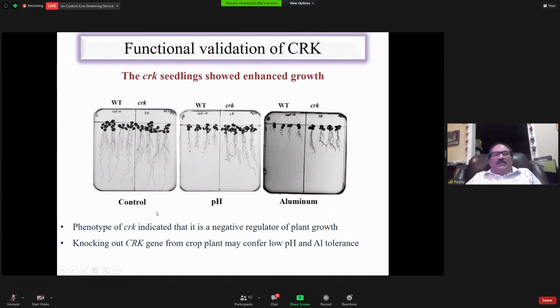So this CRK gene is a negative regulator of plant growth, because without the CRK gene the plant does better. So if we silence the CRK gene, in fact, if we knock it out in crops, that can confer resistance to low pH and aluminum tolerance. So this is what translational genomics is. Once you identify it in Arabidopsis, you can manipulate it in crop plants. Or if you identify a gene in crop plants, you can study it a little more carefully in Arabidopsis to understand its mechanism.